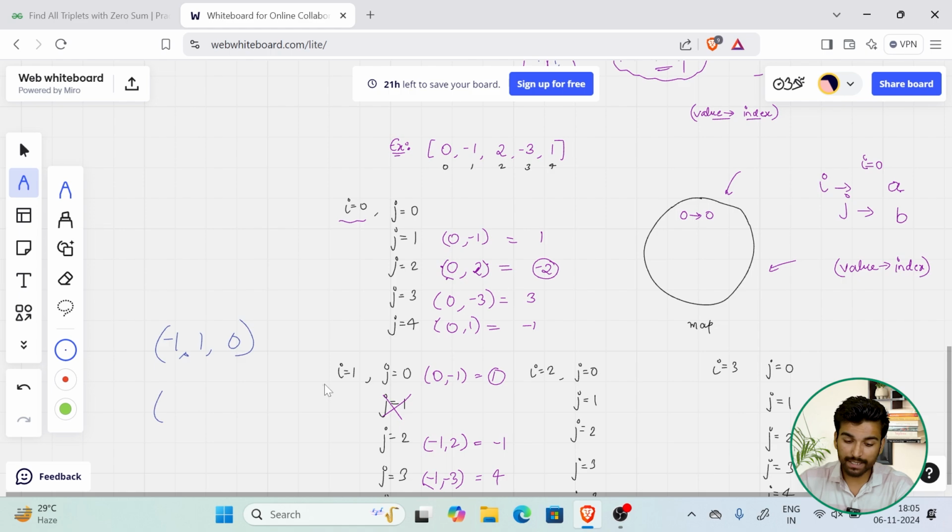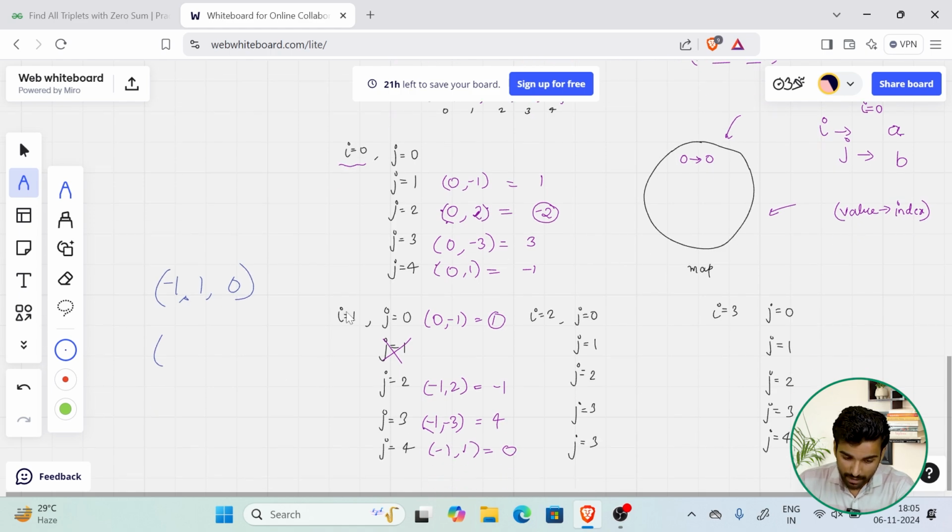And what are the indexes? The first index is I, which is 1. And what is the second index? The second index is j, that is 4. How to get the third index? The third index I can get from the map data structure, because for every value I have mapped it with its index. So its index is 0. So the 0th index is 0.